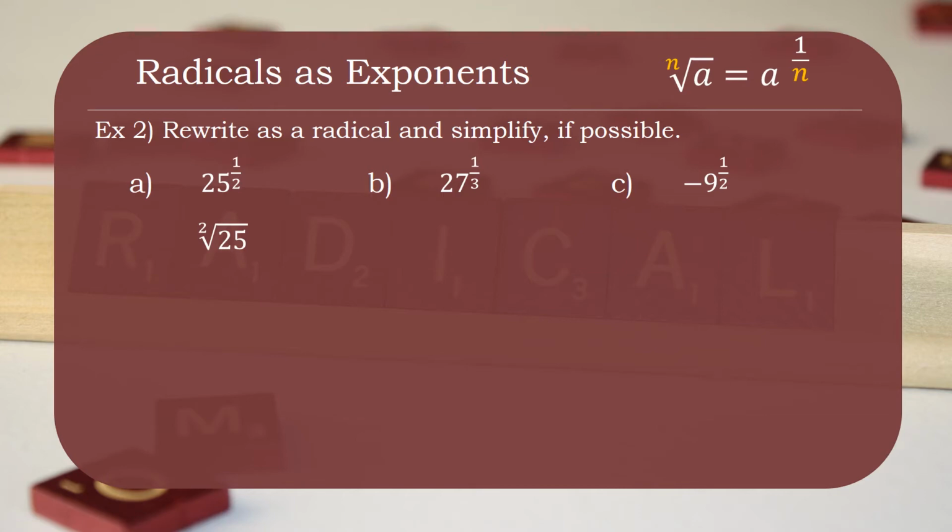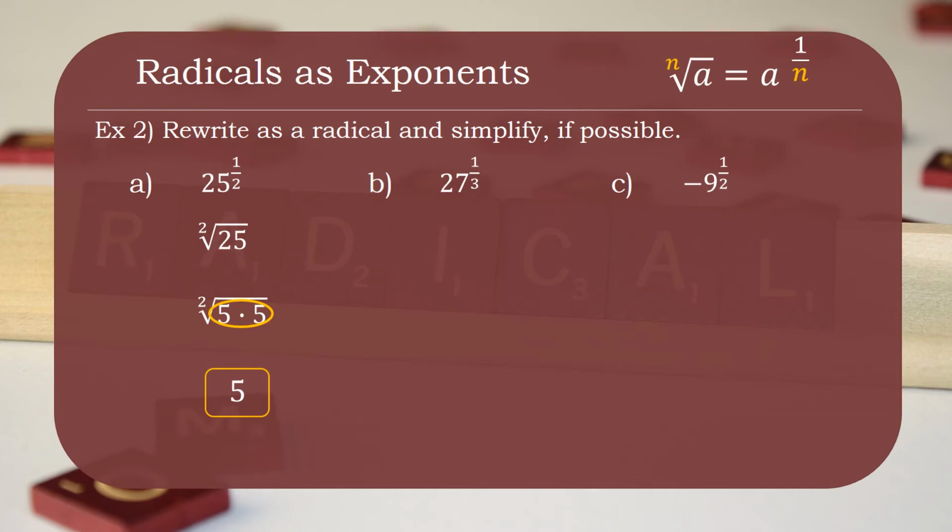Since the problem asked us to simplify, we need to try to expand this and pull out any sets if we can. For 25, we know that it consists of 5 times 5. And since our index says we need 2 of the same thing, we notice we do have a set. So the 5's come out of the radical, and your final answer would be 5.